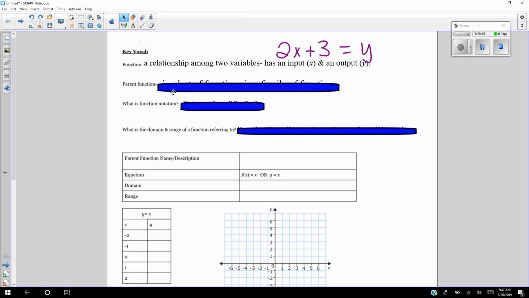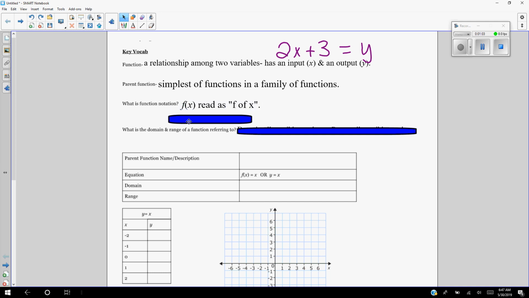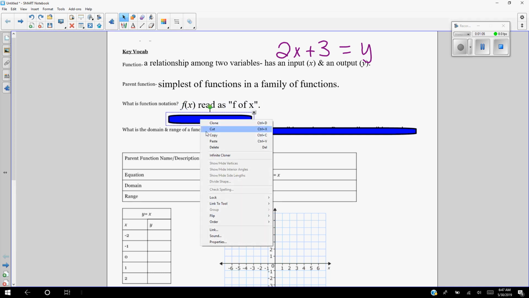Parent functions are the specific type of functions we're going to talk about in this section. And it's basically the simplest of functions. It's really basic functions, and we're going to use those to kind of give us shortcuts on how to graph more complicated functions later on. But we'll talk about those in just a second.